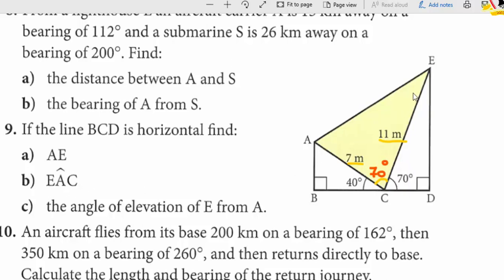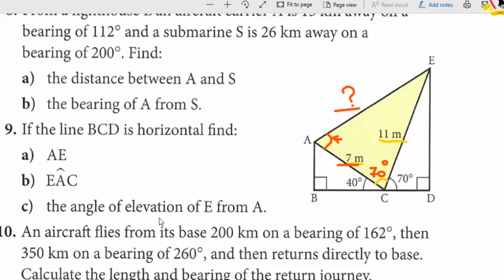Part B, angle EAC. Can we find this angle? Yes, because in part A you're going to get this length. Then you know two lengths. It will be easy to find this angle. So it's just like question 5 that we did. We know all the three sides, then you can find this angle.